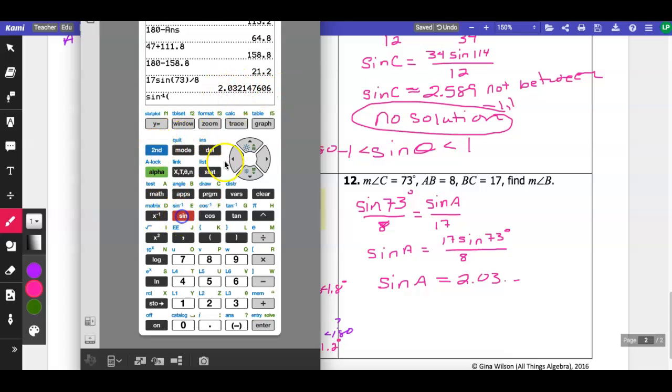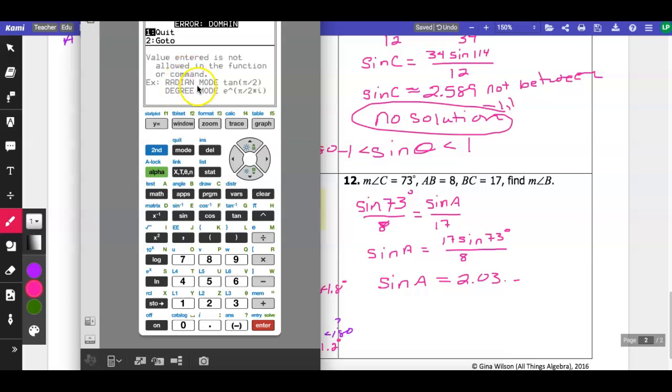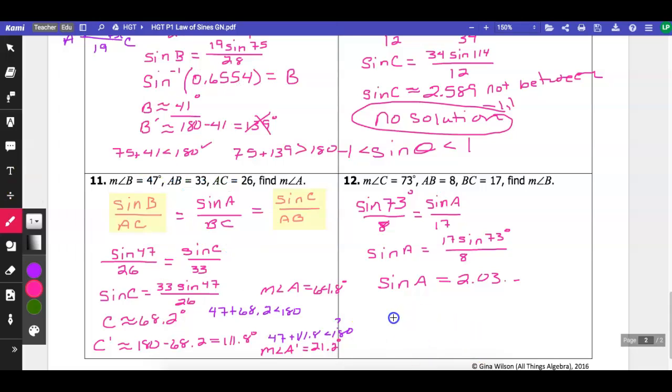Now look what happens if I try to do the inverse sine of this, 2.03. I should have just used the answer part. So let's clear that and try again. The inverse sine, and then stick in that answer. And look what happens when I try that on my calculator. I get an error. The domain is wrong. In other words, this is not possible. The sine of angle A would have to be a number between -1 and +1. If it's not, then there is no solution. So our answer to this is that there is no solution. Okay, as always, if you have any questions, please don't hesitate to let me know.